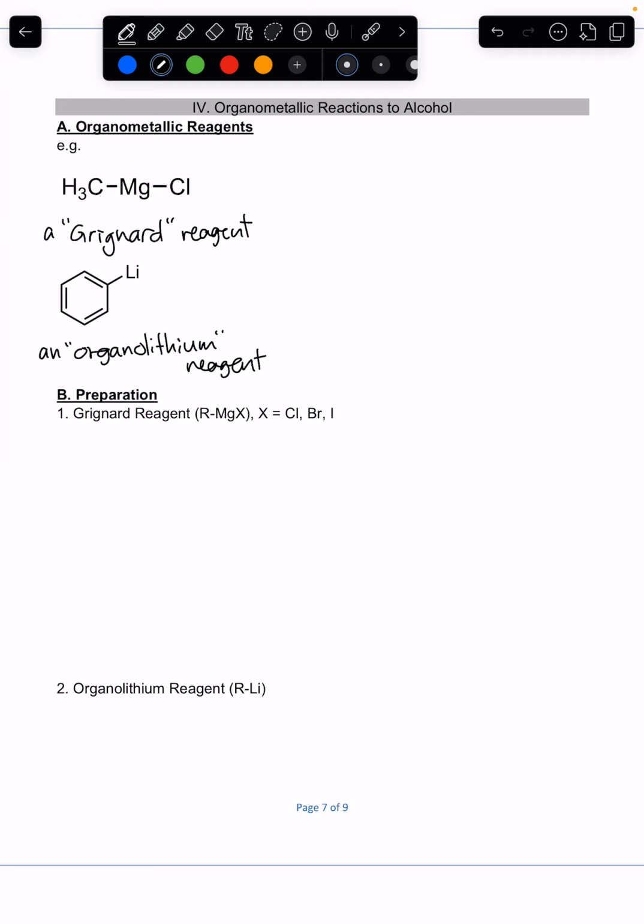And I'm here having a phenyl group or benzene group, but this could have been on a methyl or any alkane or what have you. Okay, I'm just using that as an example.